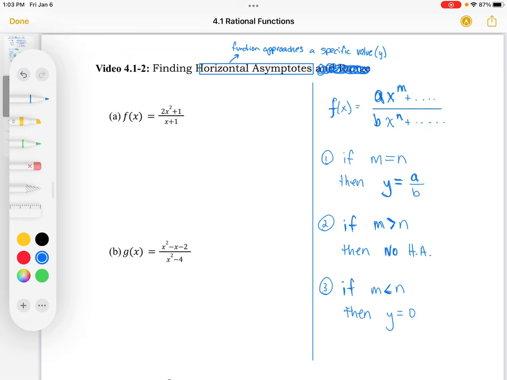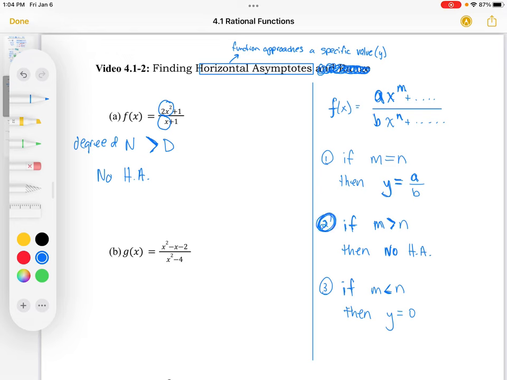So let's look at some examples. We have 2x squared plus 1 over x plus 1 in example A. We're looking at the term with the highest degree in both the numerator and the denominator. So our numerator has a greater degree than our denominator. I'm writing this statement: I'm not saying the numerator is greater than the denominator, but that the degree of the numerator is greater than the denominator. So when that occurs, there is going to be no horizontal asymptote.